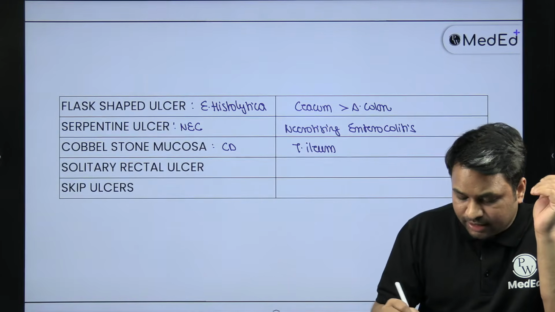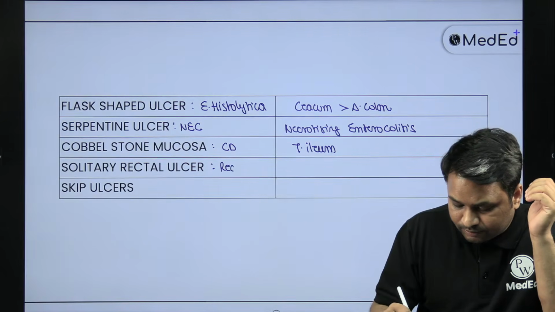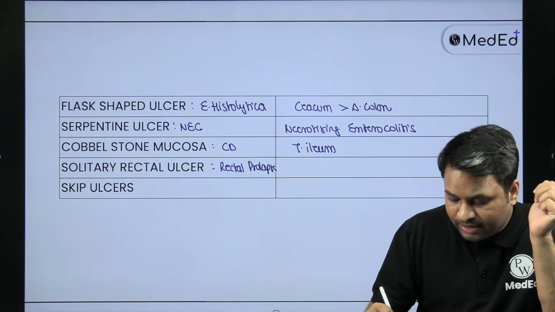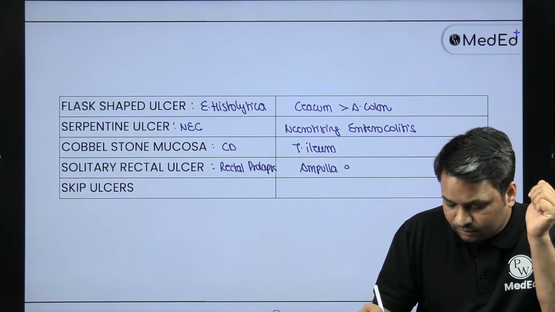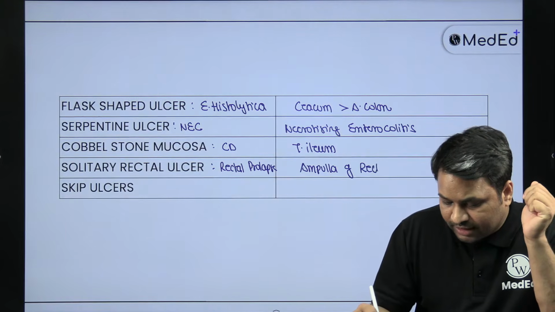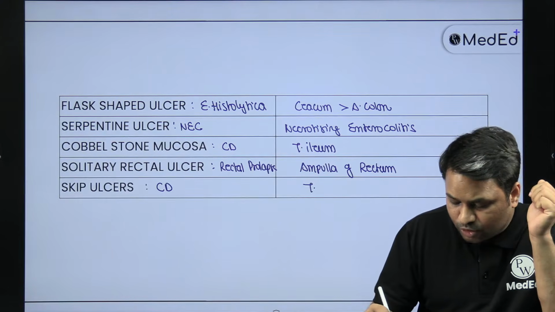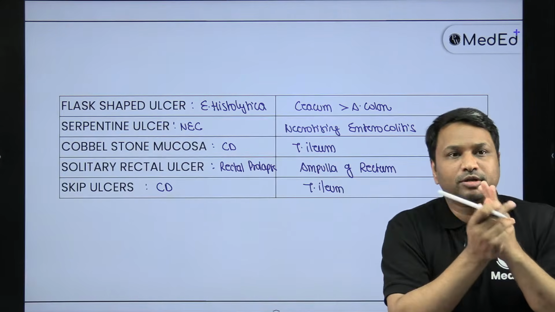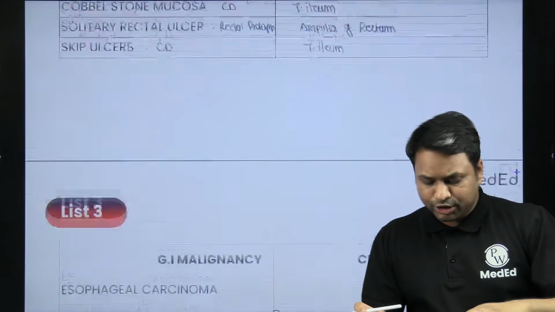Solitary rectal ulcer is usually seen in rectal prolapse, and the most common site is the ampulla of rectum. Skip ulcers are seen in Crohn's disease, and the most common site for Crohn's disease is your terminal ileum. So these are the named ulcers and their locations.